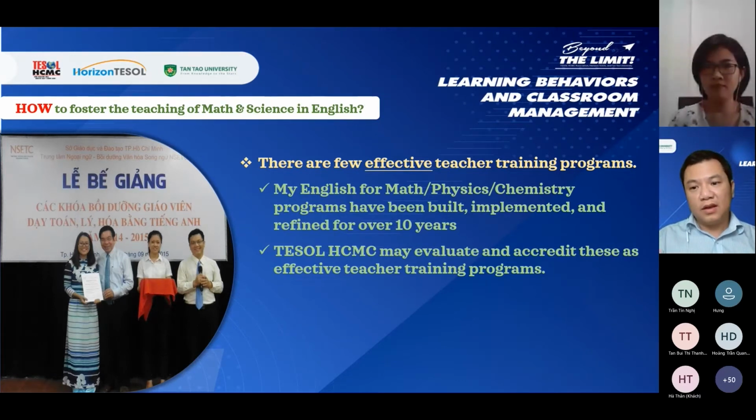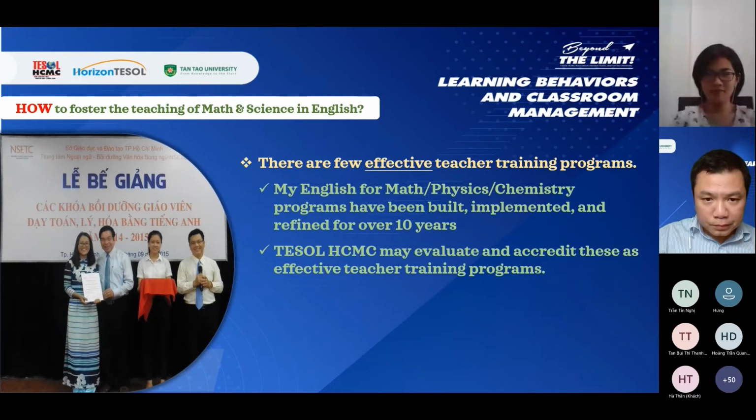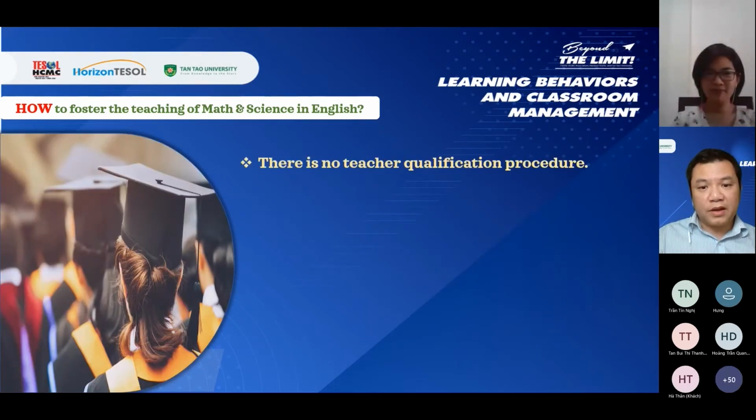So if you're interested in this, I'm more than willing to discuss with you about that. And I'm more than willing to support the TESOL Association to have a formal accreditation of these programs and for the teachers.